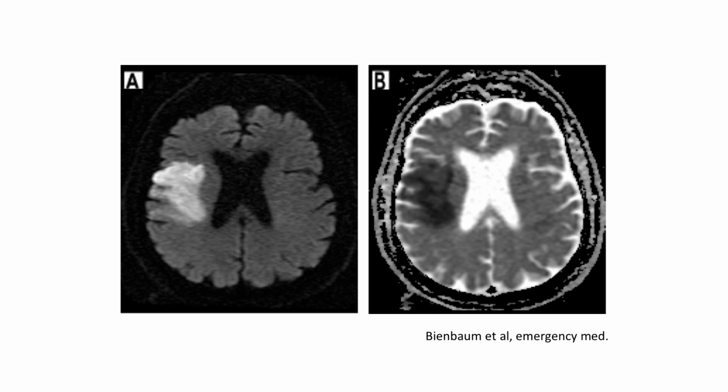Now, which blood vessel do you think was involved? Here is an example of an MRI showing an acute right MCA territory infarct. On the right, you have diffusion-weighted imaging, which would show a stroke as a hyperintense lesion with a hypointense correlate on the ADC map, as shown here on the left.